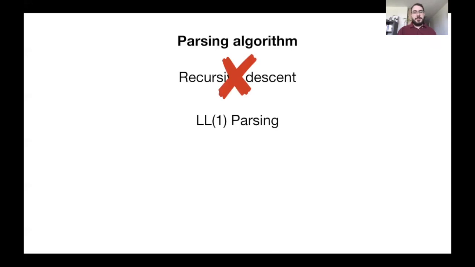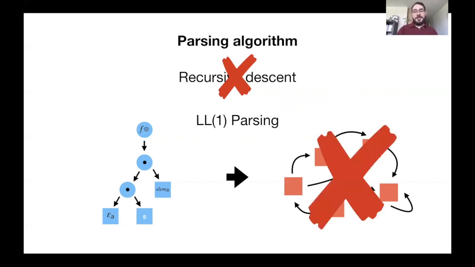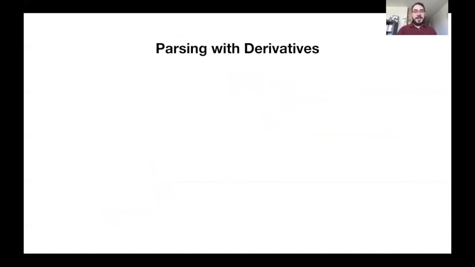What was taught in the course was LL1 parsing. And the way it's usually done is to take your description of the parser and turn it into an automaton. And as I'm terribly lazy, I didn't want to do this transformation, and also it's very error prone. So I said, well, let's try to stay at the level of parsers as trees. And one technique that works directly on trees is called parsing with derivatives.